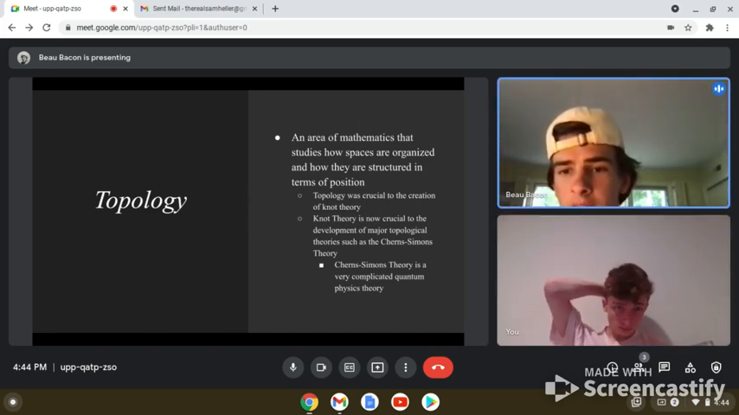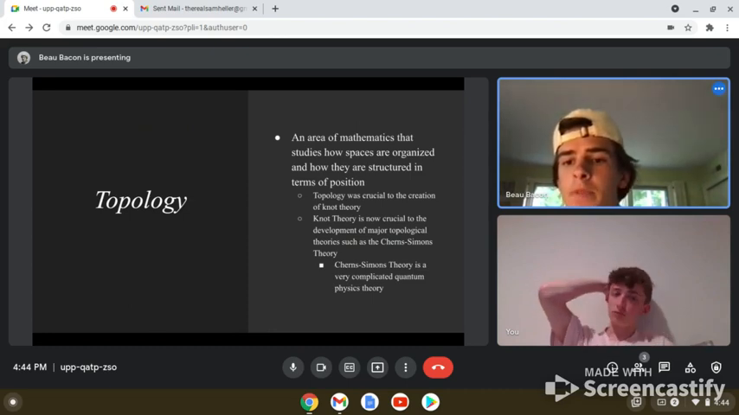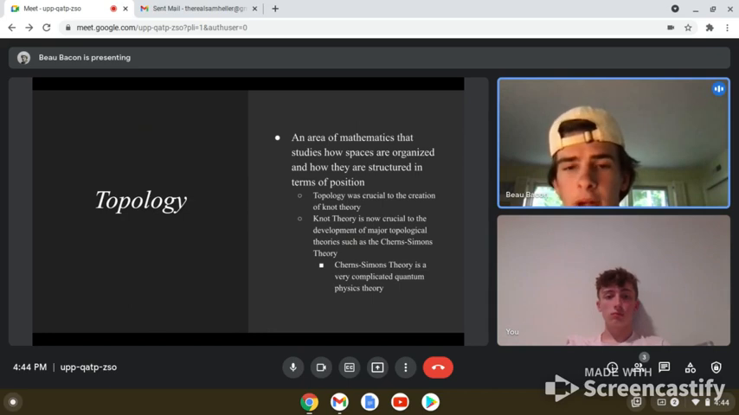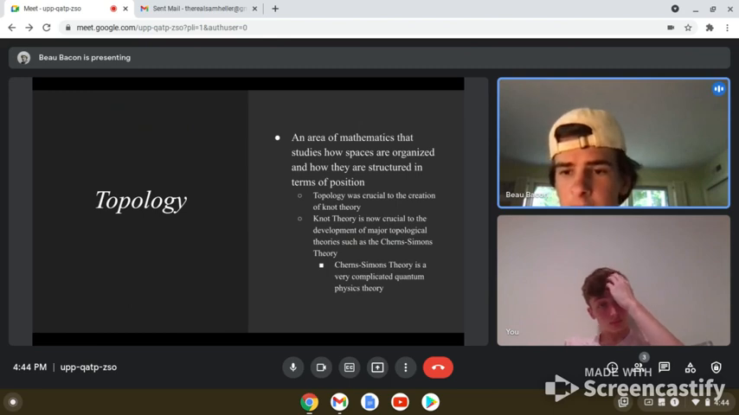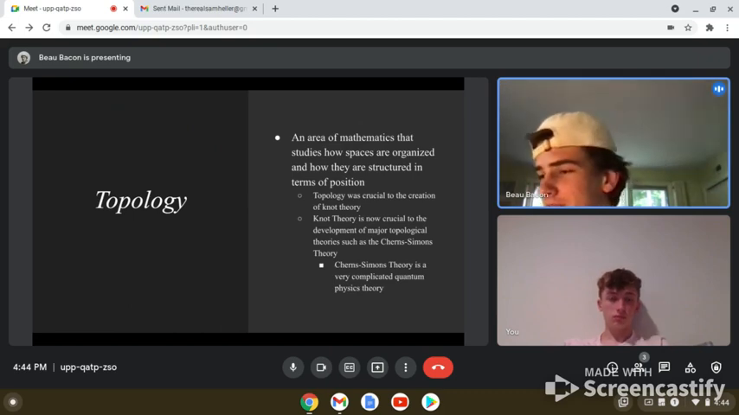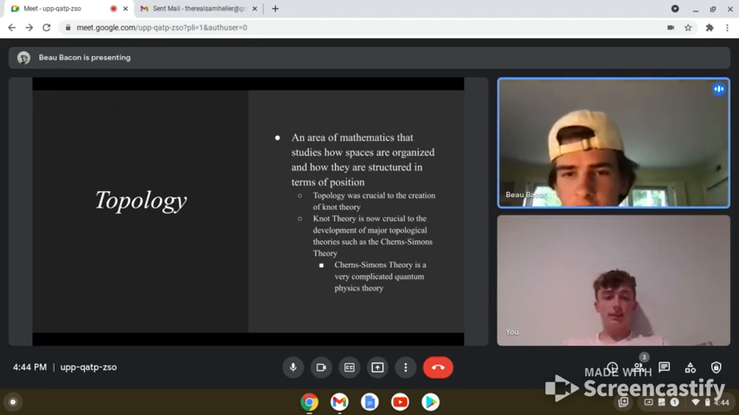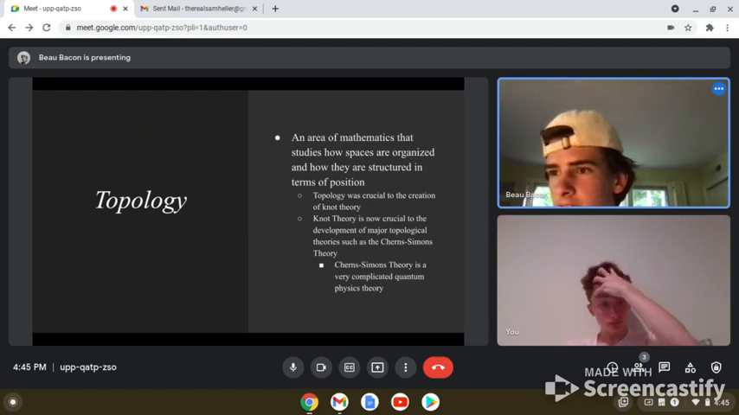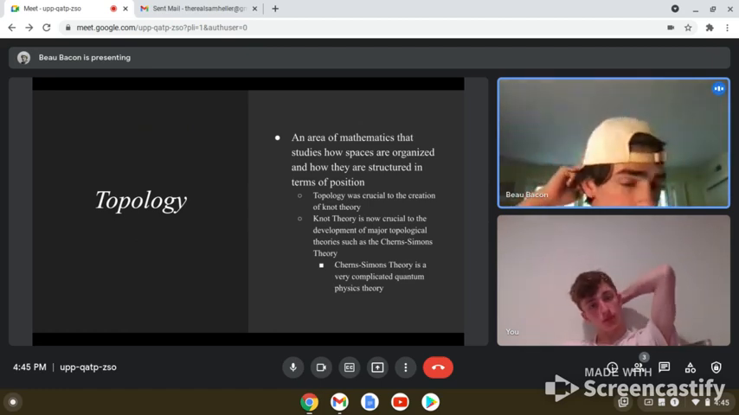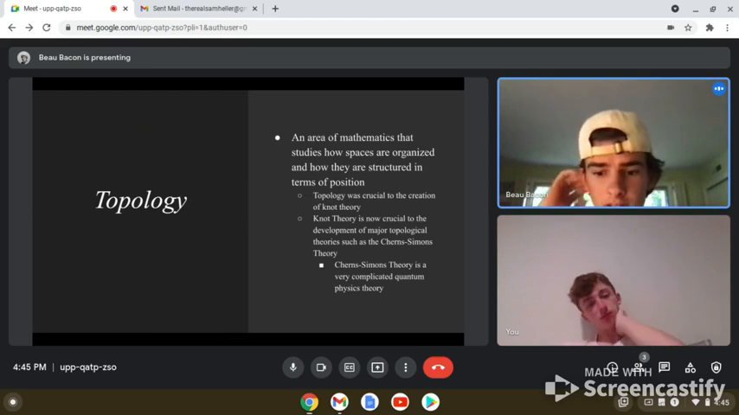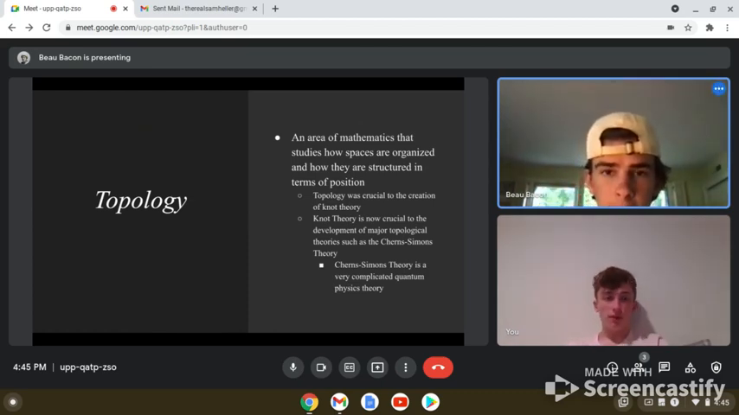And that was crucial to creating knot theory, but knot theory has also affected topology in the inverse. So it has been crucial to the development of major topological theories such as Chern-Simons theory, which is a very complicated quantum physics theory. But basically, this is used to understand physical things in a mathematical way. Yeah. And because quantum physics is still a field we're learning a lot about, we could probably see knot theory ending up being used to help us better understand that field in the future.